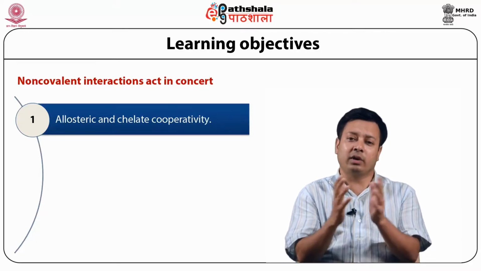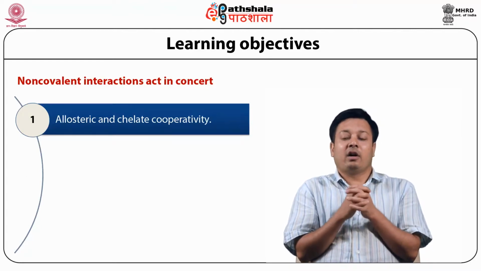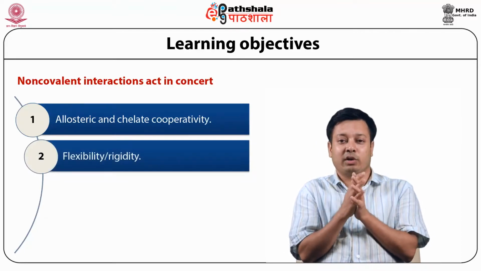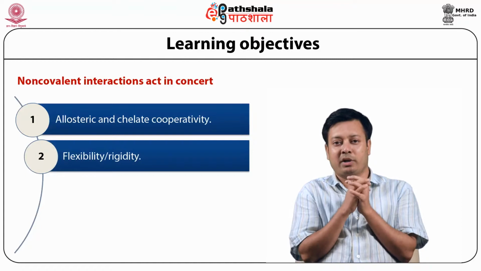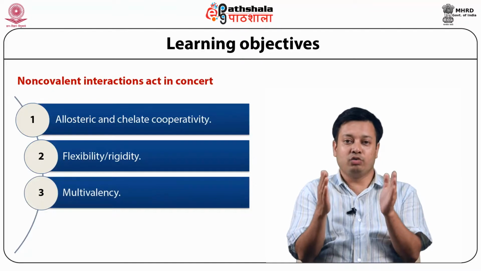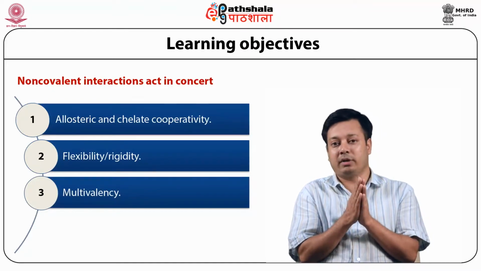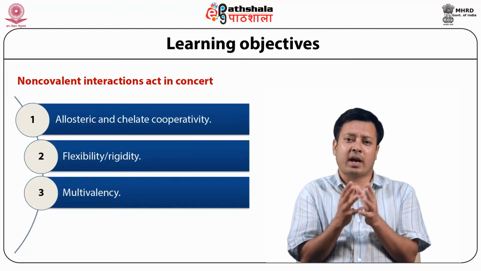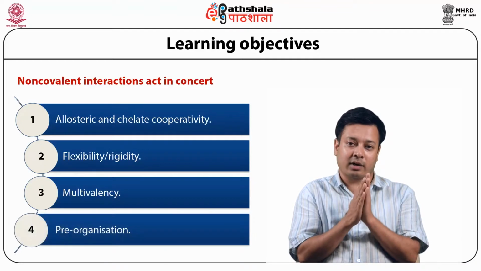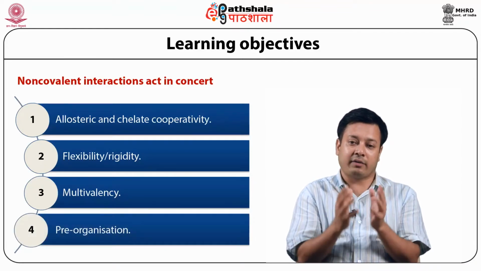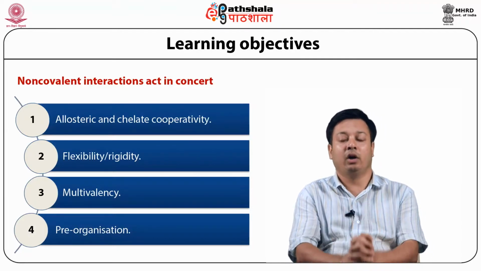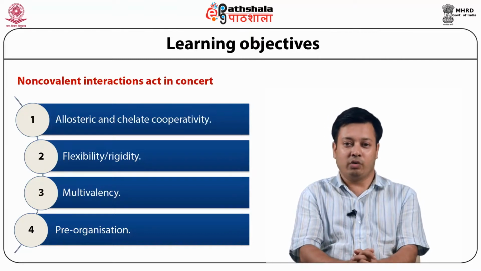Secondly, we would like to understand how there can be flexibility versus rigidity between the molecules, which can be governed by chelate cooperativity. Then how polyvalent interaction, the multivalency between two species, can be governed by chelate cooperativity. And lastly, towards the end, we would like to look at how the effect of pre-organization works in macrocycles or macrobicycles, so that this entire effect of cooperativity comes into picture. So this is overall the objective of the module as we go along.